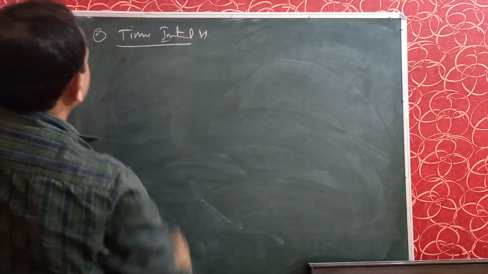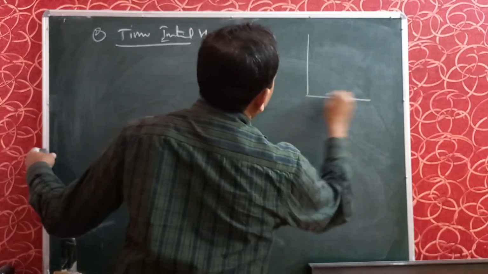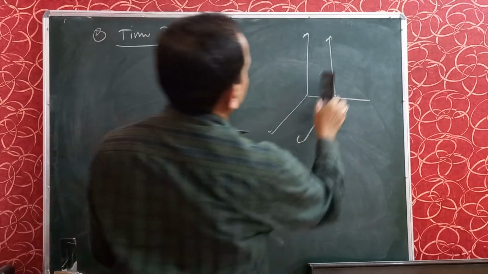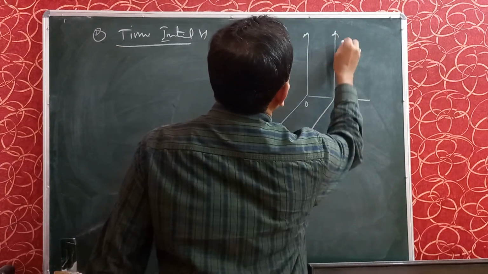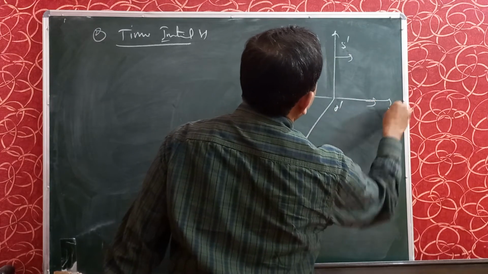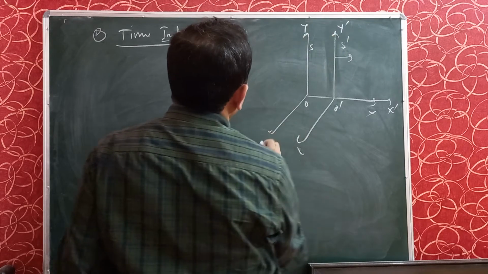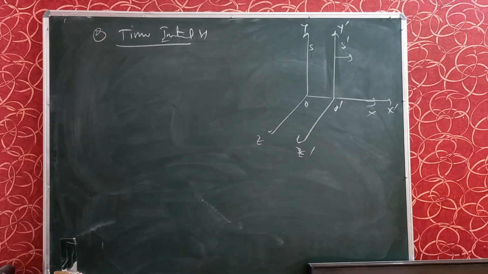So what is time interval? Again, there are 2 events which occur at different times. It is O, it is O dash. It is S dash, it is S. S dash is moving. It is X, it is X dash, Y, Y dash, and Z, Z dash. There are 2 frames, S and S dash. Both frames are inertial frames, because we are studying only inertial frames.